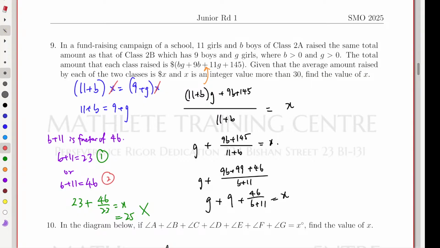So it must be the second case, where b plus 11 equals 46. And then in that case, this x here will just be equal to 46 plus 46 over 46, that's equal to 47, which is the final answer for this question.